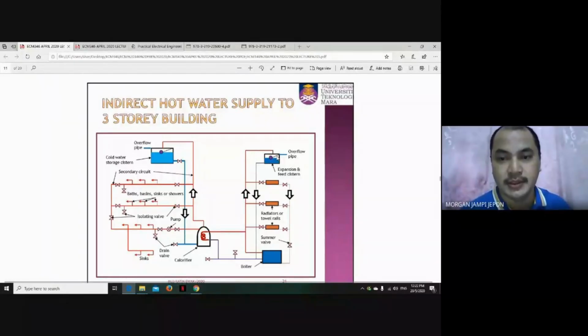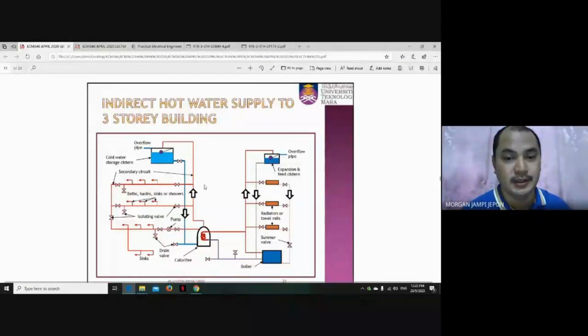All right, so indirect hot water supply goes to the expansion and feed system first, then it goes to these radiators or towel rail. Okay, this radiator is actually used for a country with winter season. You know, they need heater. So this hot water is supplied to this heater, right? And for us, we don't need this one.